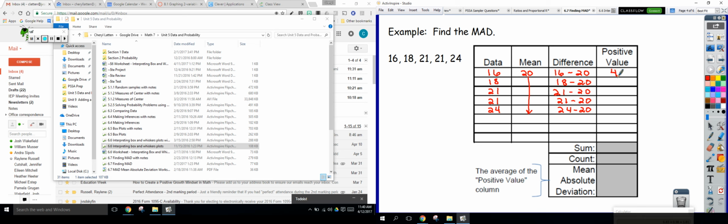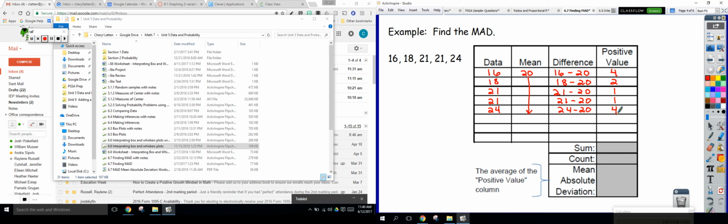Yes? Why wouldn't we just do 20 minus? You could write it that way. It doesn't matter because you are going to always have a positive answer. Okay, 18 minus 20 is -2. We're just going to put +2. 21 minus 20 is 1. It's the same. 24 minus 20 is 4. So that's our new list. That's the list of the differences.